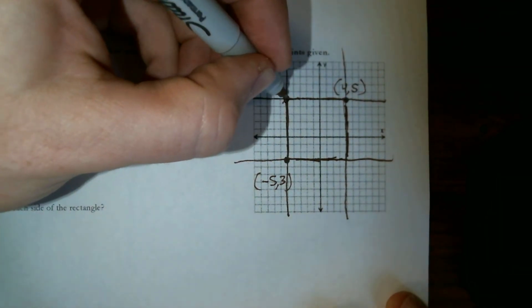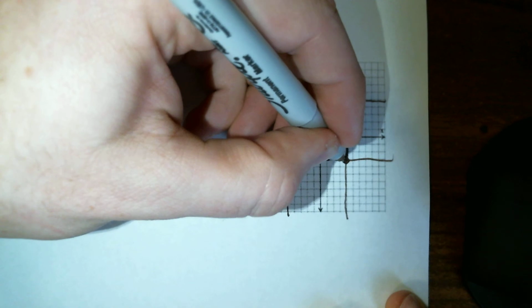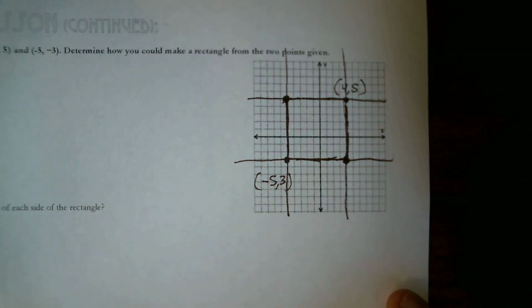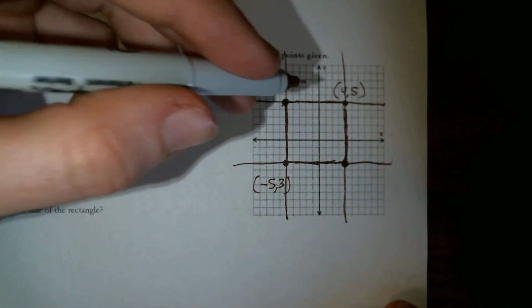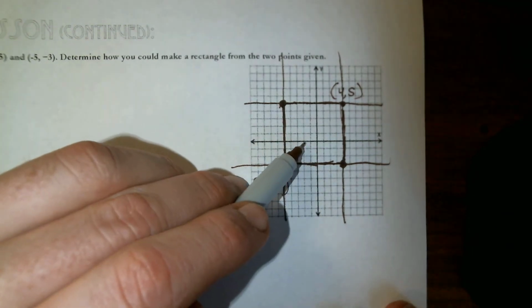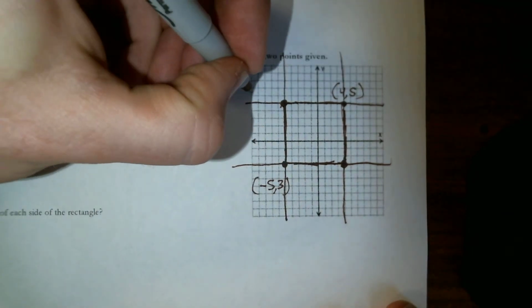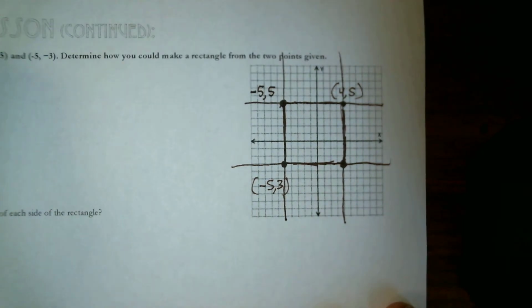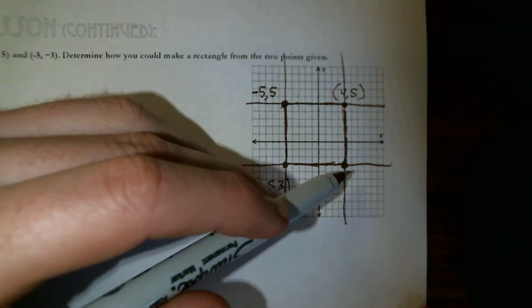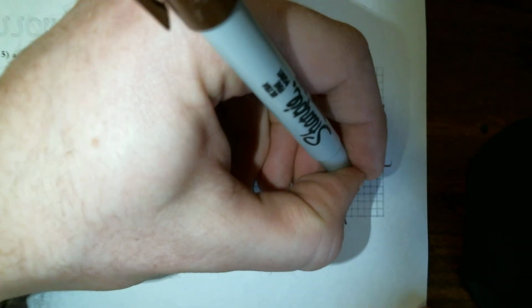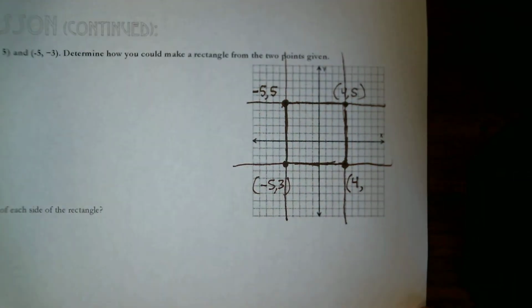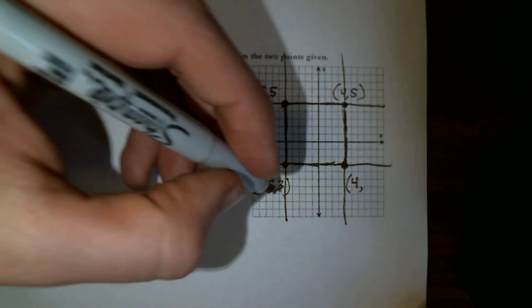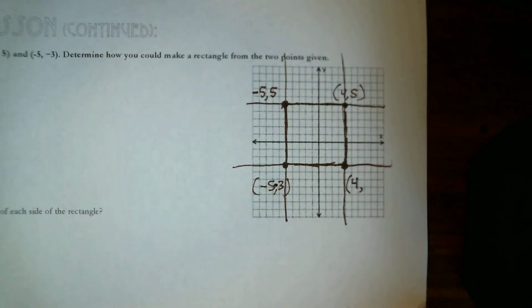So now I have a corner here and a corner here. So I've made my rectangle. So what are the names of these points? Well, we have to go 1, 2, 3, 4, 5 here. So that's left 5. And it looks like we go up 5. And then down here on the right, we go right 4, so that must be positive 4, and we go down 3, because it's negative 3. So I've mislabeled this one. This should be negative 3, so this one is 4, negative 3.